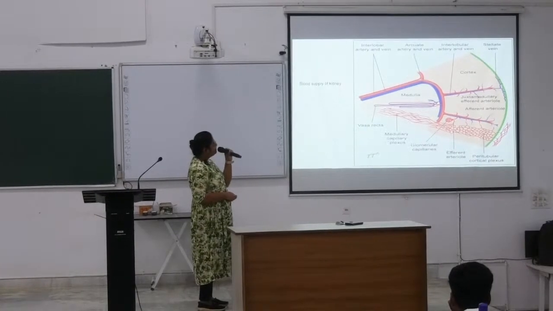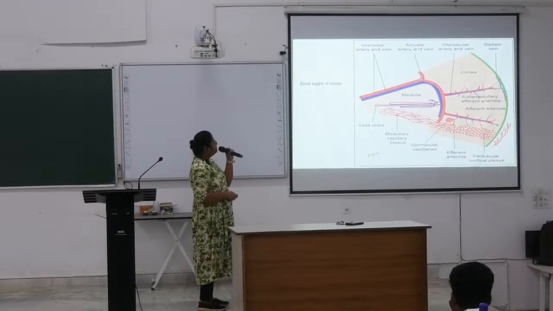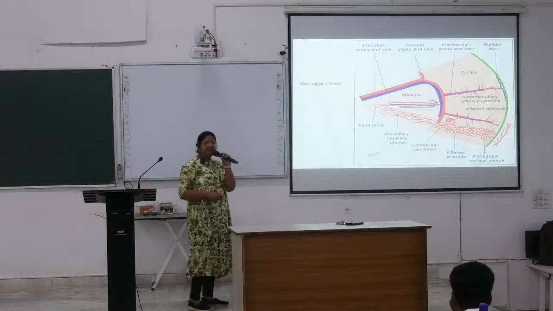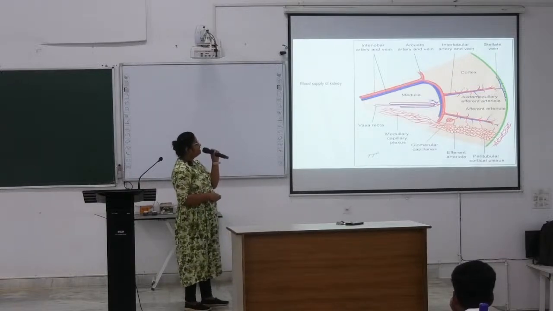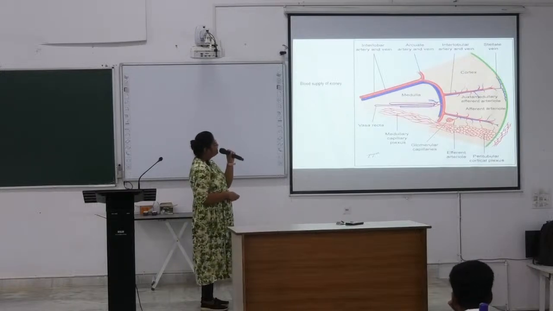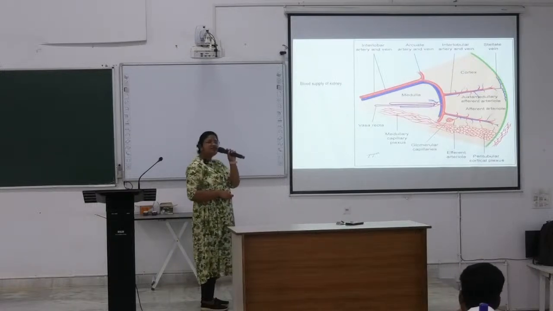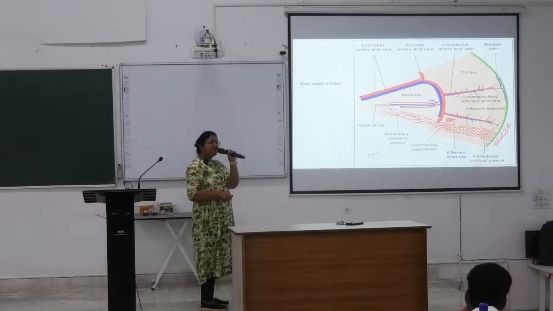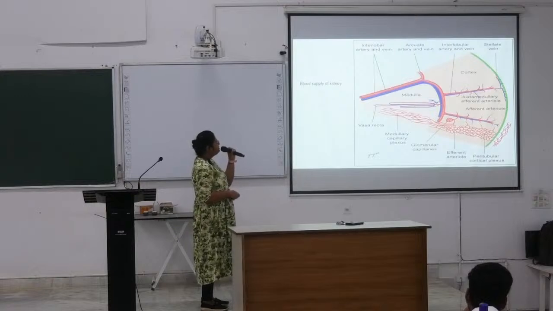Efferent arterioles are forming the peritubular capillary plexus, and the nephrons are of different types. Okay? Cortical nephrons, juxtamedullary nephrons. For cortical nephrons, these efferent arterioles are mainly forming the peritubular capillaries. And for the juxtamedullary nephrons, it is forming the vasa recta.